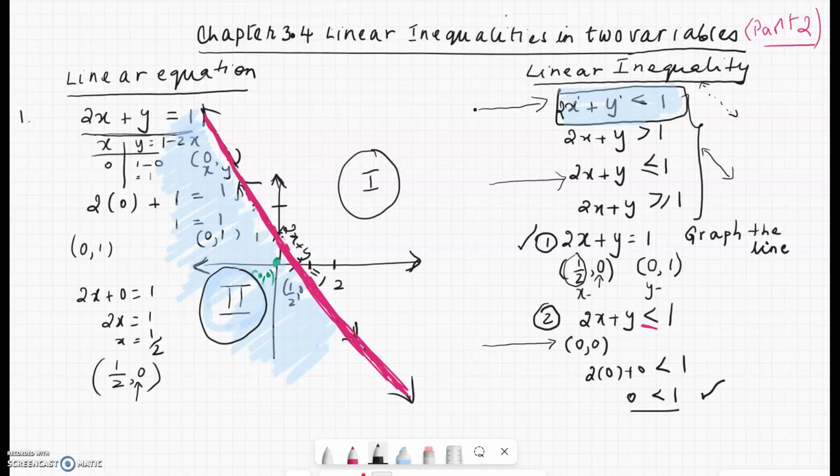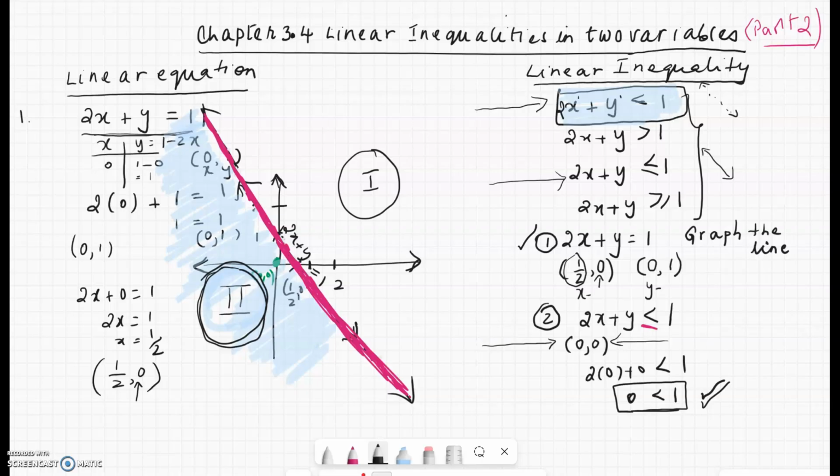If the sample point satisfies the inequality, which means if you get something like 0 is less than 1 and it is a true statement, then 0, 0 lies in the region of the solution set, which means you need to shade the entire region that contains the point 0, 0. So 0, 0 was in the second region, so we shaded the entire region.